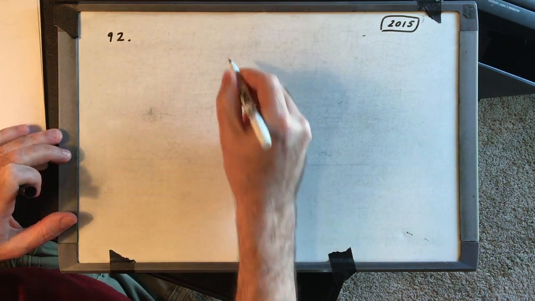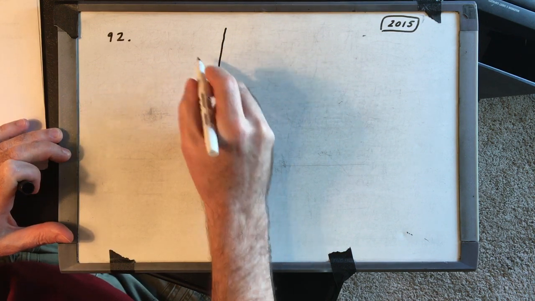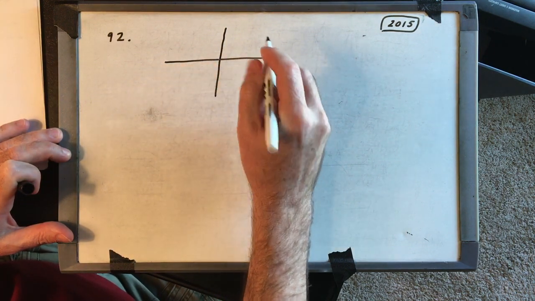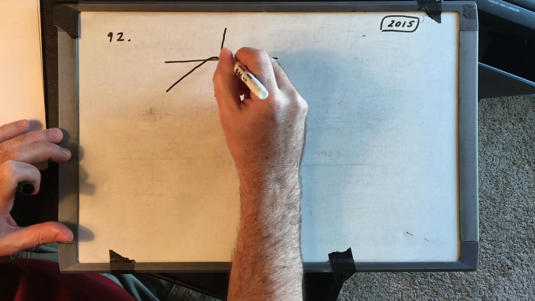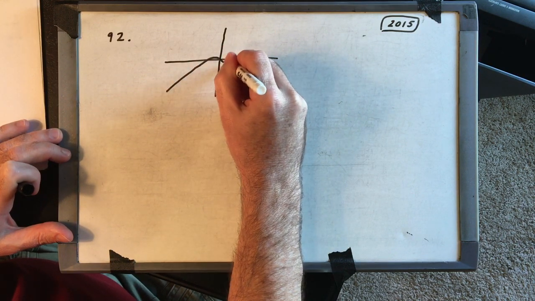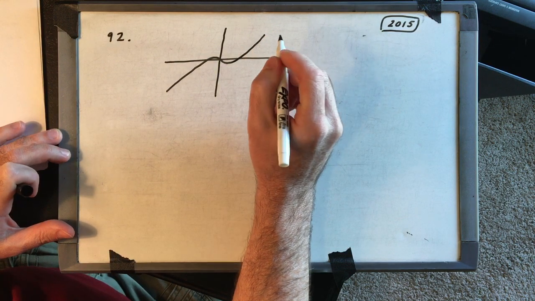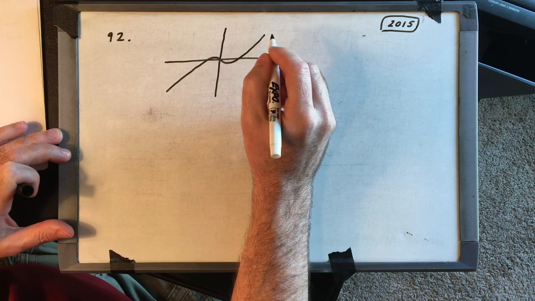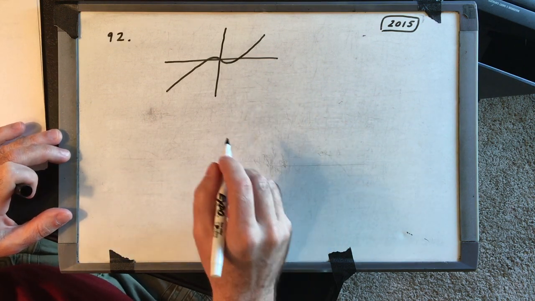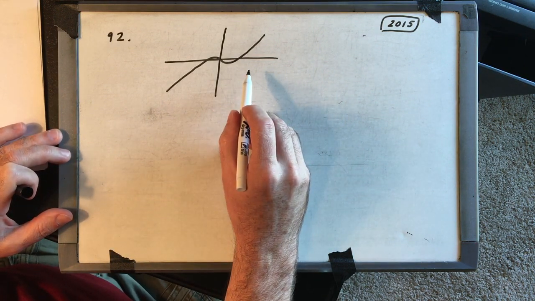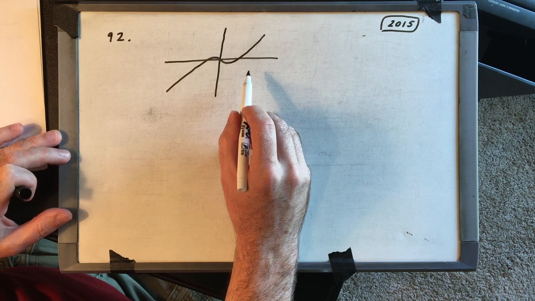I don't know. So I'm going to go ahead and draw the graph out on 92 here. Something like that. And the question says, the graph of h is shown in the figure above. Of the following, which has the greatest value?